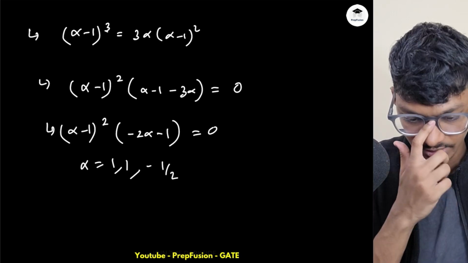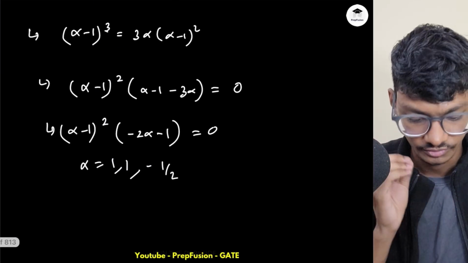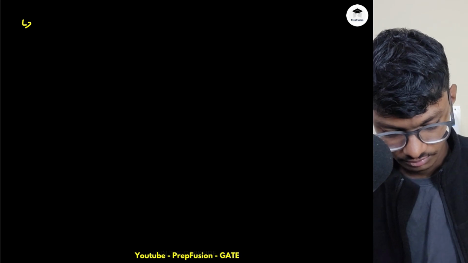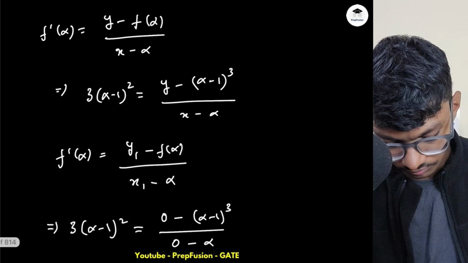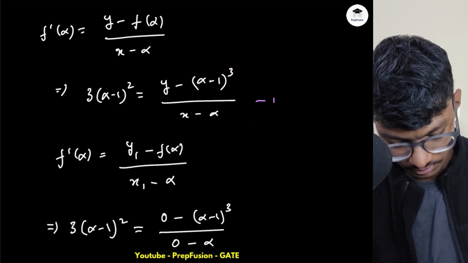Okay, this may happen, the two tangents may pass through the origin. Two tangents may pass through the origin, we have to check. So for alpha equals 1, what will this first equation become? So this is my first equation.